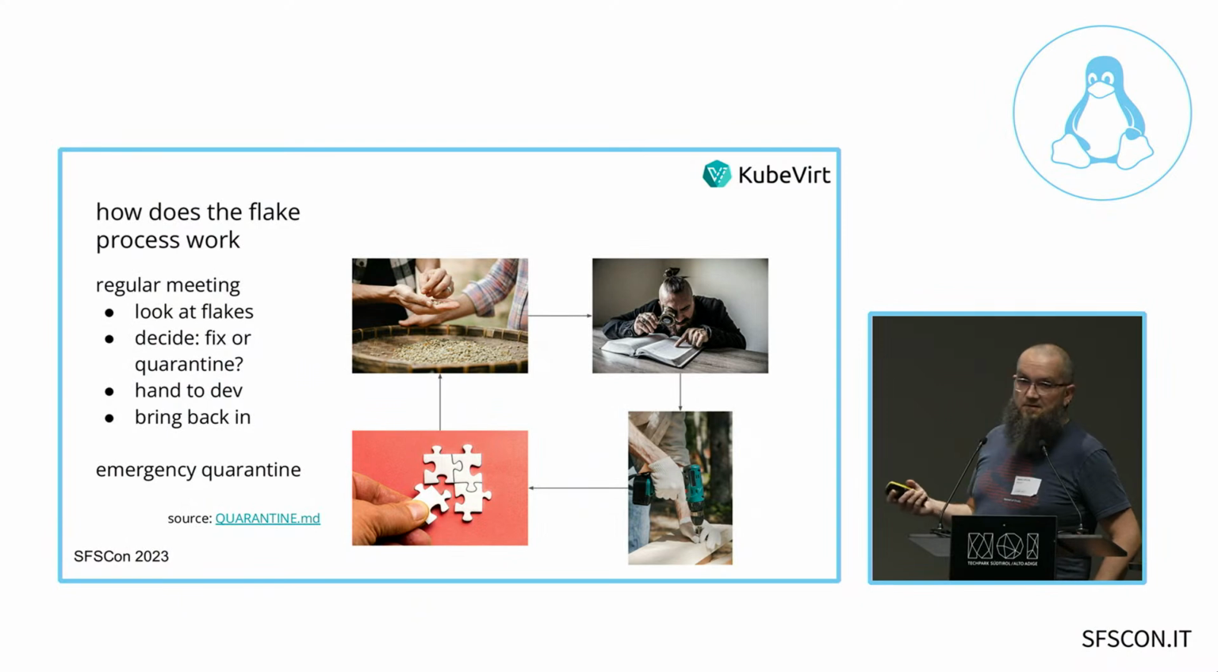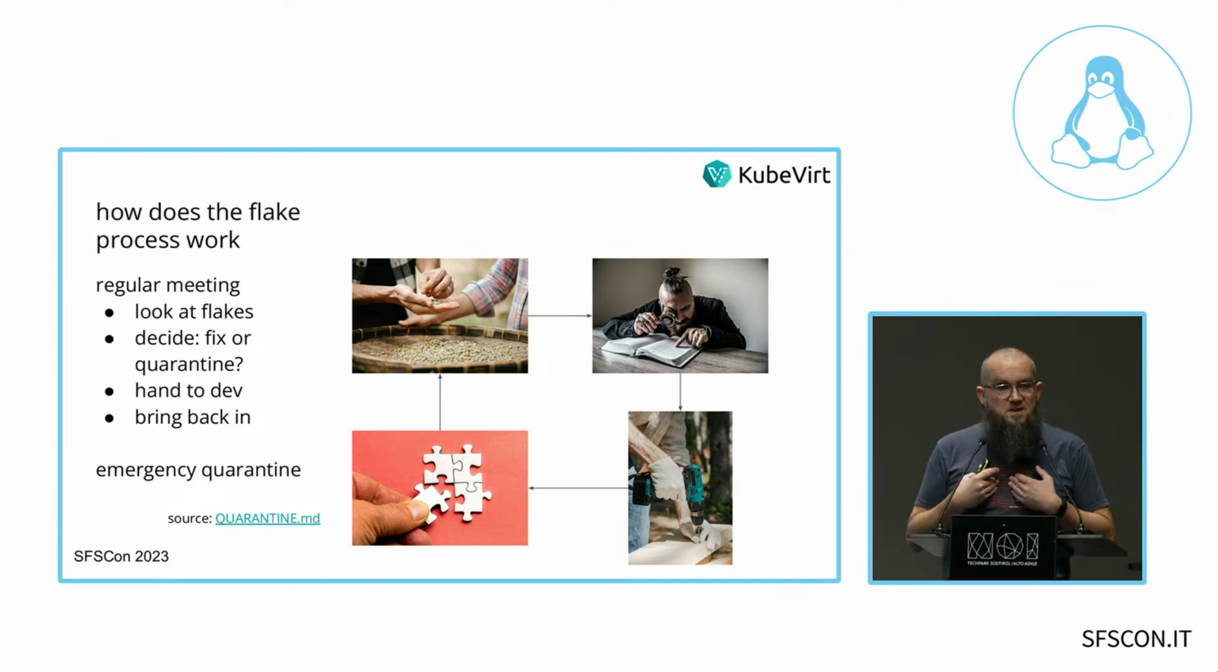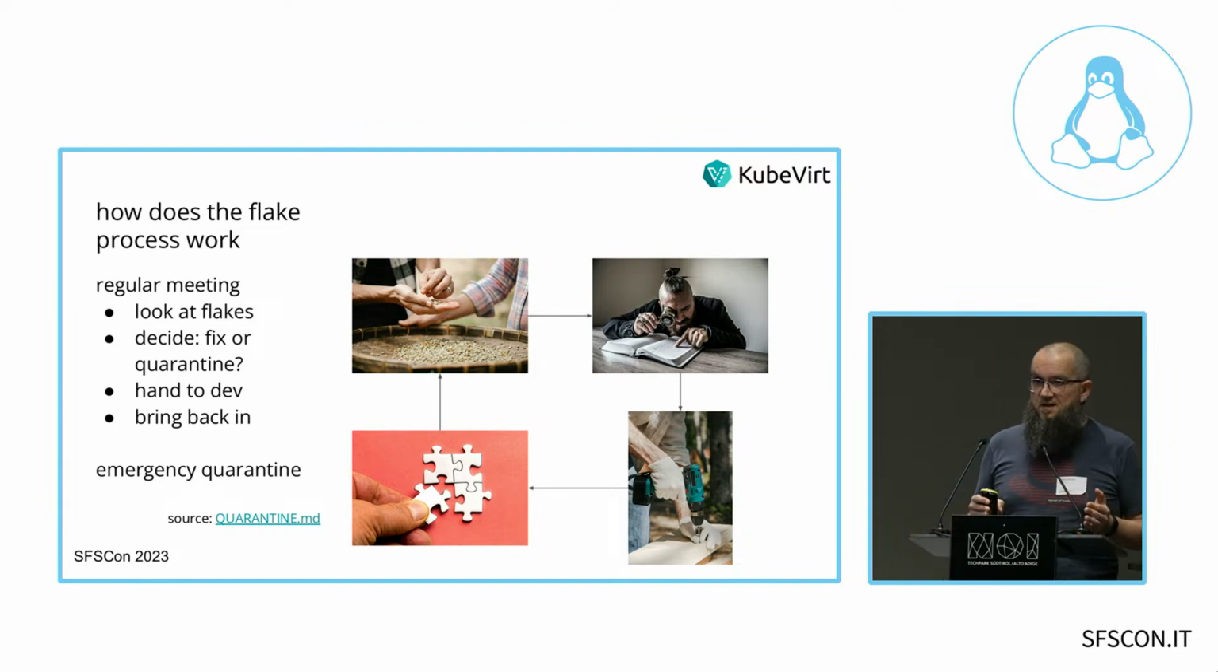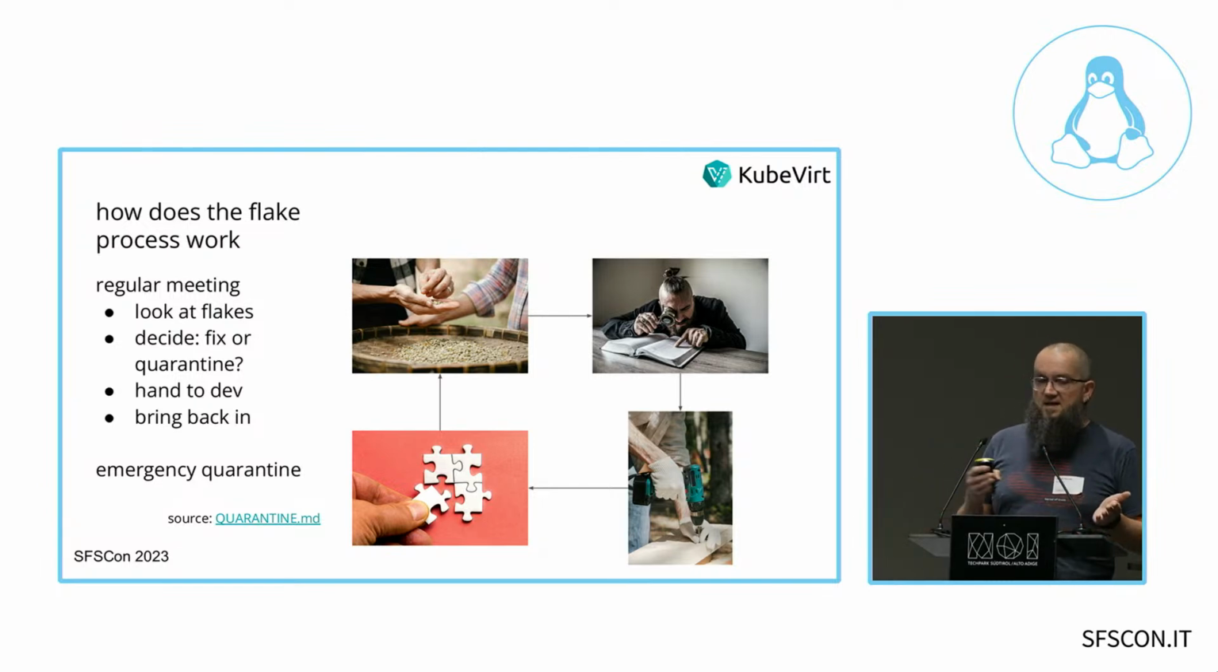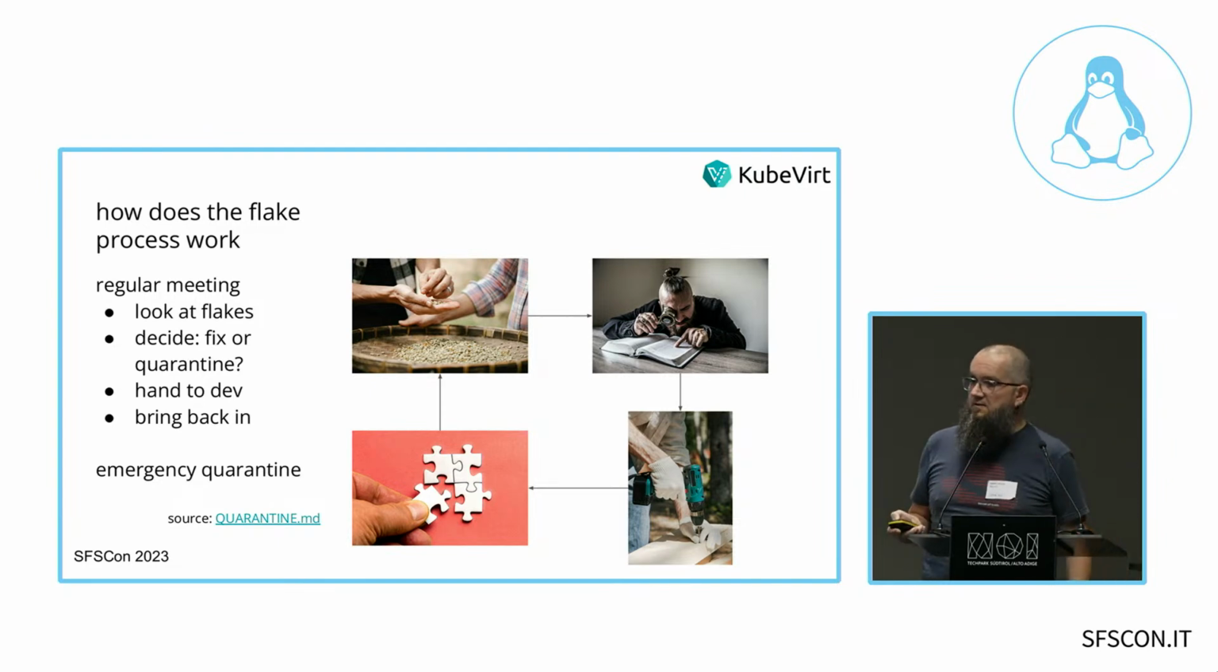So in general, our flake process works like this. We have regular meetings where we look at the data, where we see the flakes, where we decide what we do on those, and then we hand them over, because we are not the responsible team for fixing the flakes. We are just the messenger, right? We are just telling people, okay, this is a problem that you need to fix right away, please. And of course, then we try to bring those flaky tests, as soon as they're stable again, back into the test suite, so that the value is not lost.